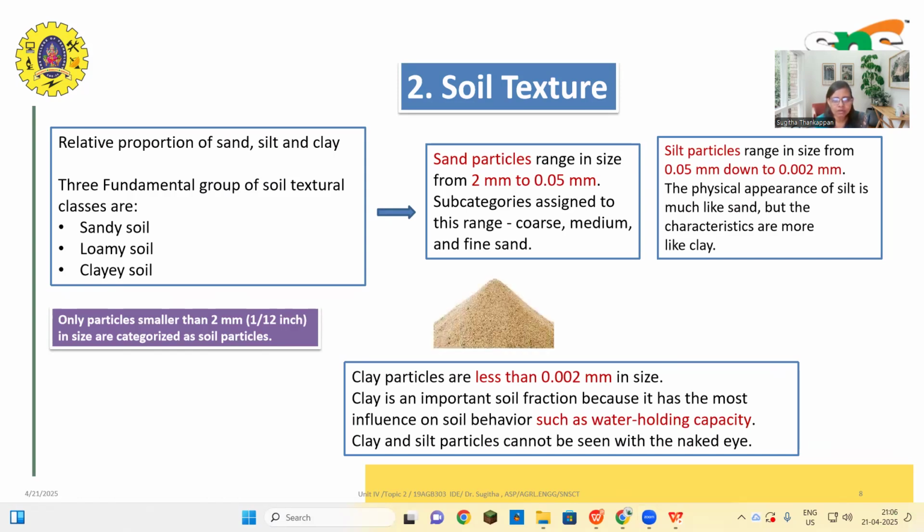Clay particles are less than 0.02 mm in size, and it is an important fraction because it has the important behavior of water retention or water holding capacity. Among these three soil particles, you cannot see clay and silt with your naked eye. As you know, the sand particle size is much bigger, so you can see it with your naked eye.